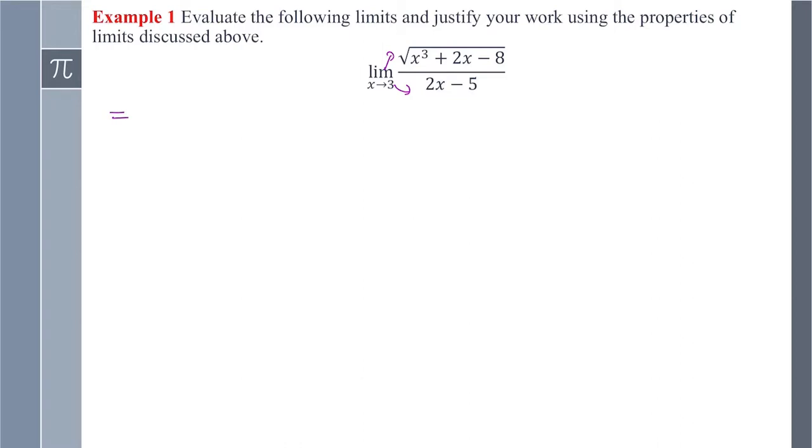Now when you're using the quotient law, one thing that is very important is you have to check. If you get a 0 in the denominator, you cannot use the quotient law. So I'm going to check that. If I put 3 here, 2 times 3, 6 minus 5 is 1. So it's not 0.